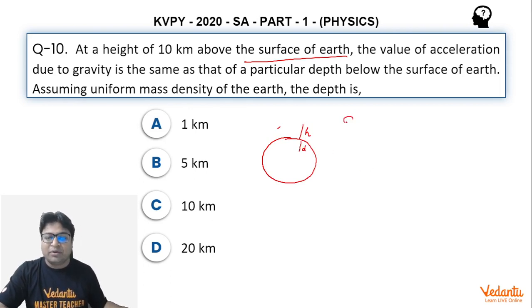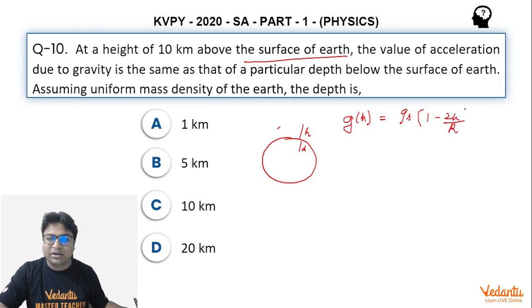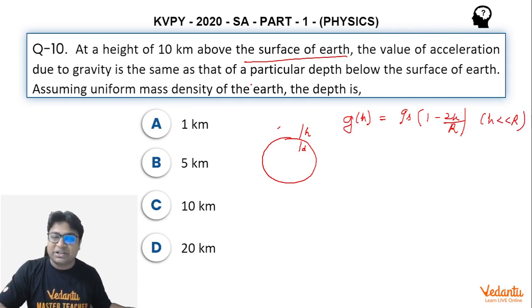Now the value of gravity at a height h above the surface of the earth is given by gs into 1 minus 2h divided by R, but this formula is applicable when h is much less than the radius of earth, which is presently the case. We are talking about a point which is at a height of 10 km above the surface of the earth. So 10 seems pretty small as compared to the radius of earth, which is approximately 6,400 kilometers. So that means we can use this formula.